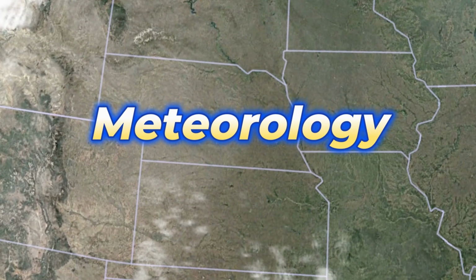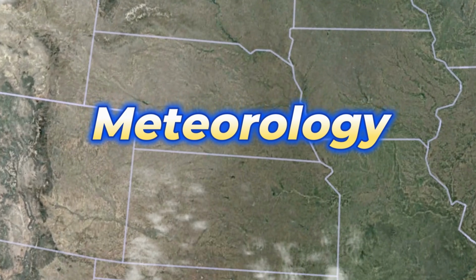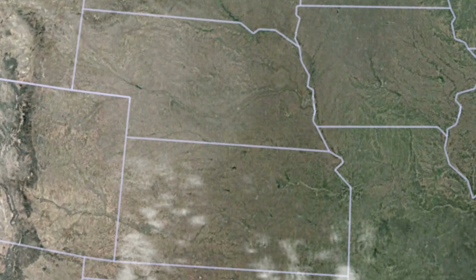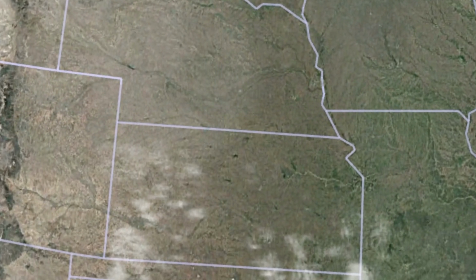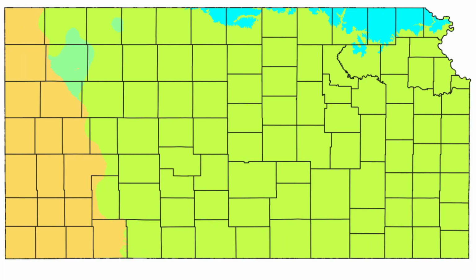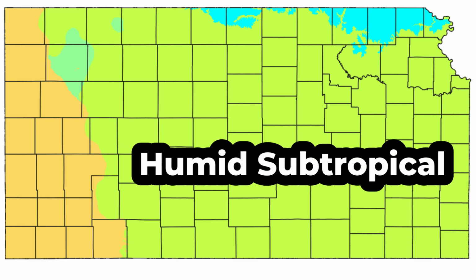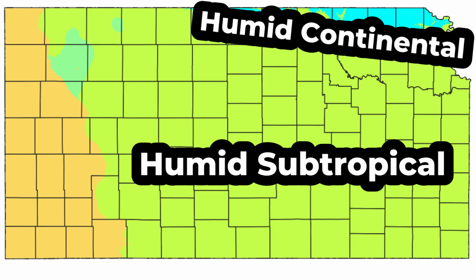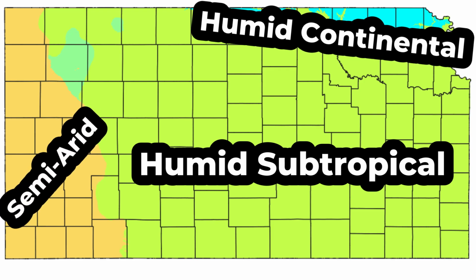Meteorologically, Kansas and Nebraska are in a continental interior, but there are some differences. Kansas is further south and does experience somewhat milder conditions than Nebraska, particularly in the southern part of the state. Because of the changeable geomorphology, Kansas has three distinct climatic zones: humid subtropical in the eastern half of the state, humid continental in the northern part of the state near Nebraska, and semi-arid in the far western part of the state.